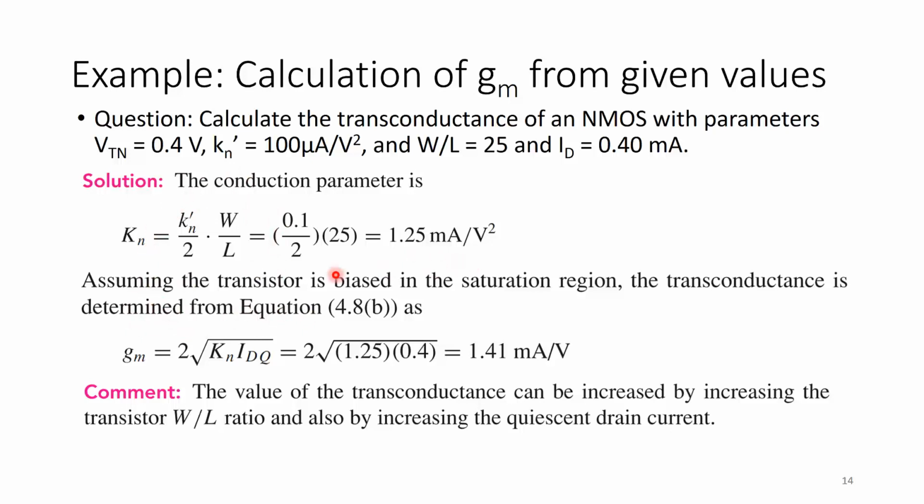And from here, because we know ID, we can assume that the transistor is biased in the saturation region. The transconductance is determined by this equation from earlier, so we have gm equals 2 square root of Kn IDQ, which equals 1.41 milliamp per volt. So this is the value of the transconductance, and the value of transconductance can be increased by increasing the transistor W over L, and also by increasing the quiescent drain current IDQ.